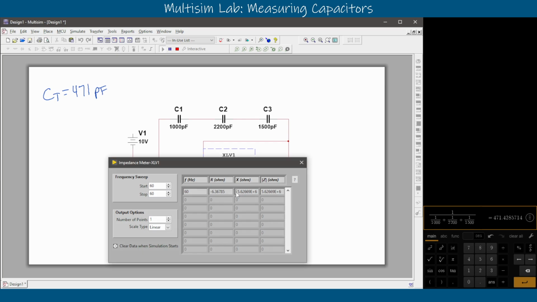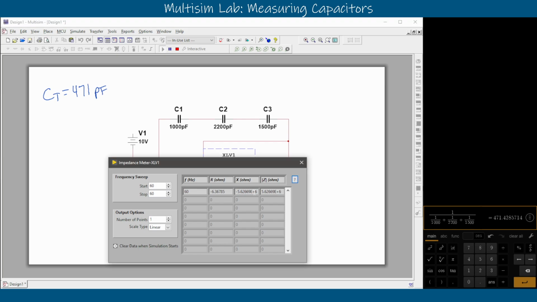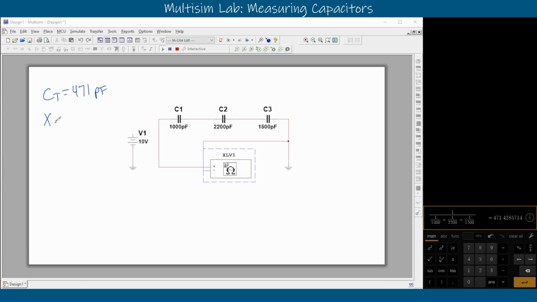And so our X value is actually reading like an inductance. And so it shows it negative because our capacitors are on the negative side of our imaginary numbers, where inductors are on the positive side of our imaginary numbers. And so in this case, we're going to take this number here, and we're going to use that as our total capacitive reactance. So we have an XC of 5.63 million.